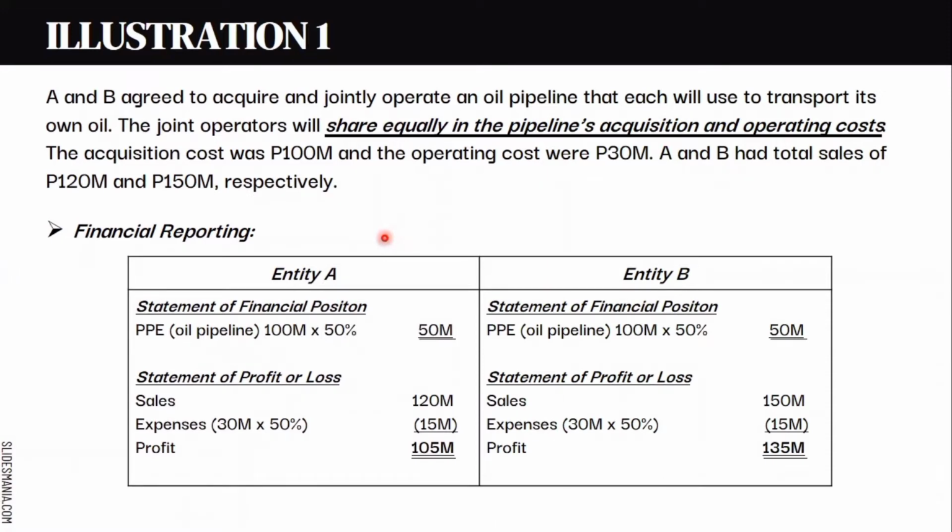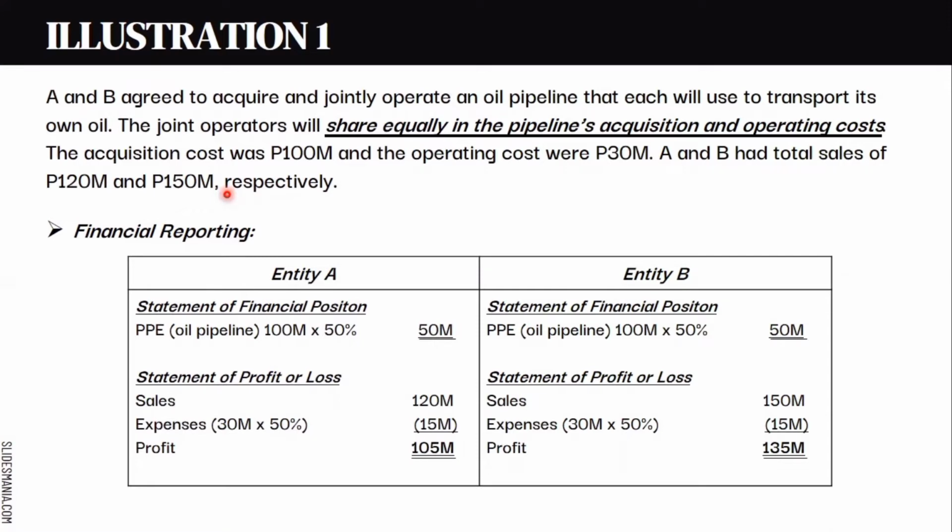Pagdating naman natin sa Statement of Profit or Loss, sa sales, wala namang agreement. So yung buong 120 million na sale ni A is buong buo po niya yung i-recognize sa kanyang libro. And yung buong 150 million naman na sale ni B is buong buo niya rin i-recognize sa kanyang libro. So they don't need to add their sales and then multiply it by 50% because there's no agreement about it.